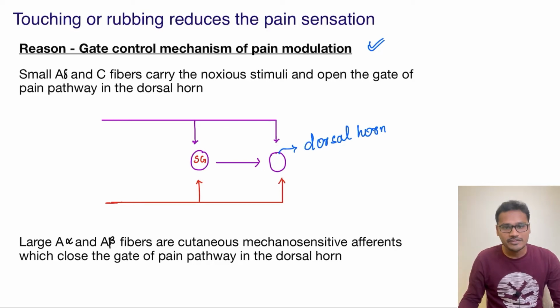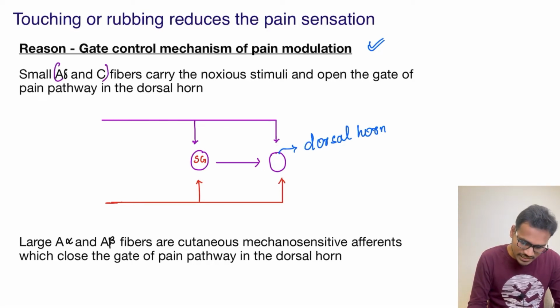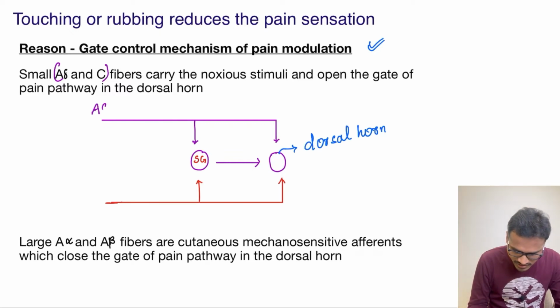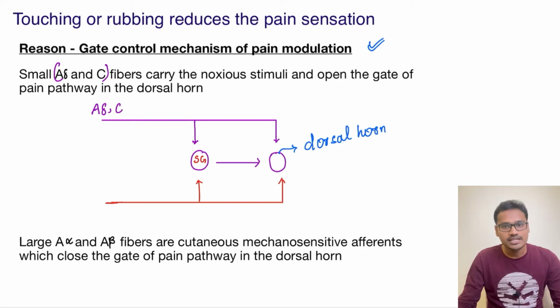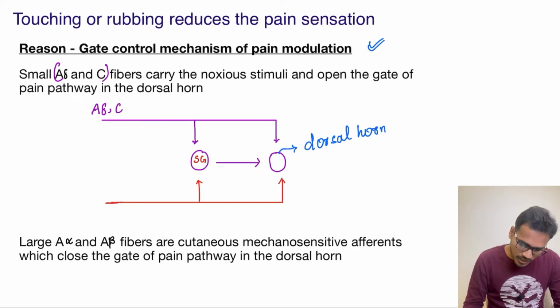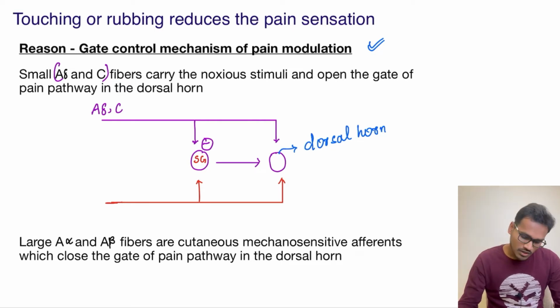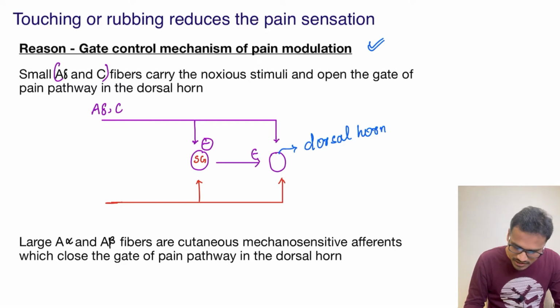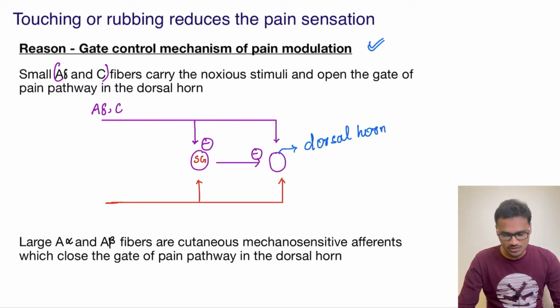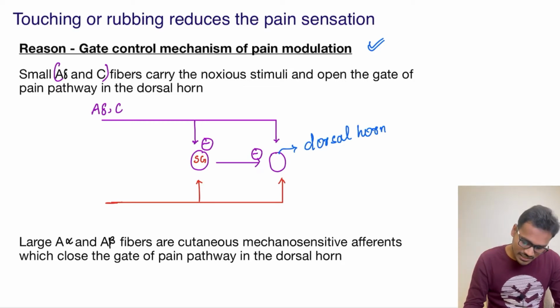The pain fibers are A delta and C fibers. Whenever they get stimulated, this stimulation will go and inhibit a nucleus called the substantia gelatinosa. This is also a nucleus of the dorsal column, and it gets inhibited. What is the function of this nucleus? This nucleus usually inhibits the pain carrying sensations. So now this is inhibited, so pain obviously will be carried.